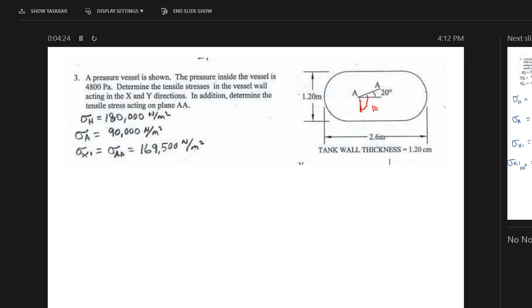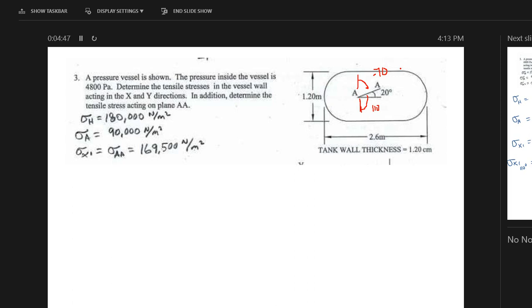Would 70 work? No, well, negative 70 would work, but it would have to be negative 70, because 70 is clockwise, and by convention, that's negative, okay? So you could use positive 110 or negative 70. Either one.